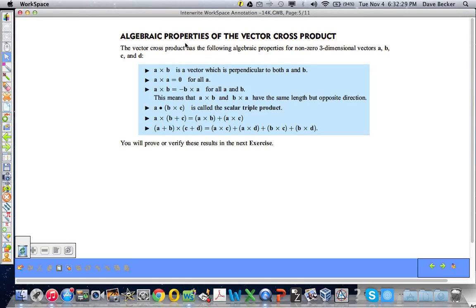We have some algebraic properties. These are for vectors A, B, C, and D, and they're just kind of here for us to look at, and through our homework, we will verify and prove them. We already know that A cross B is perpendicular to both vectors A and B. A cross A is equal to 0 for all A. For any two vectors A and B, A cross B is equal to negative B cross A. This means that A cross B and B cross A have the same length, but they're in opposite directions. The scalar triple product is called this, A dot B cross C. And then this is the distributive property. This is the distributive property again that you might know as the FOIL method.